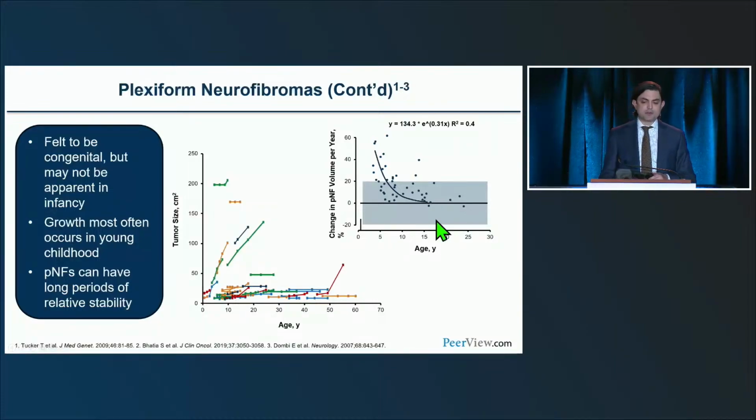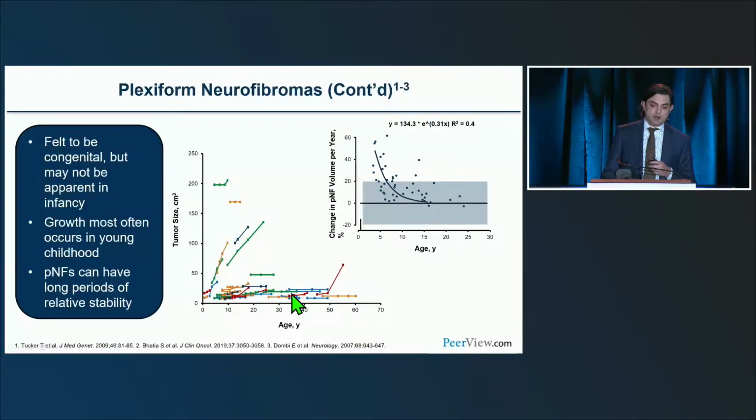We know from some natural history studies that these tumors are felt to be congenital, meaning that the second hit that causes their formation happens very early on. However, they may not be apparent in early infancy. Their growth typically follows the growth of the children in the first years of life, and you can see from these two graphs that the majority of growth happens between age 0 and 10, with some cases growing afterwards. As I said, mostly I see adult patients, and certainly I know people in their 40s and 50s that have growing plexiform neurofibromas, but the majority of growth is seen in early childhood.